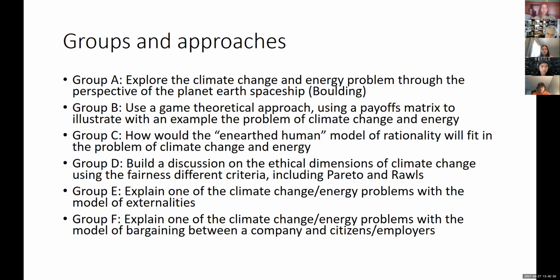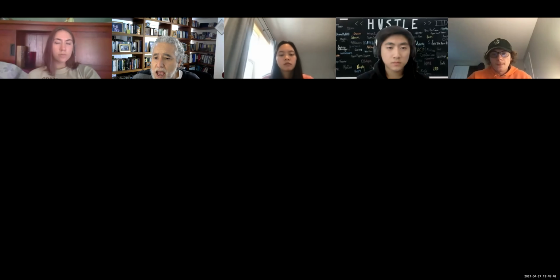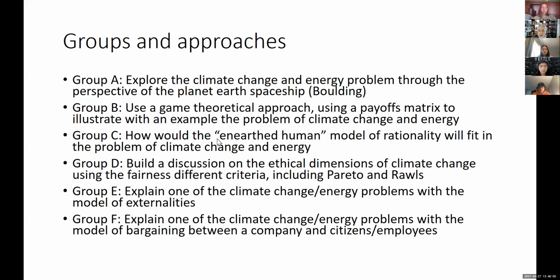And finally, group F is going to explain one of these issues of climate change and energy, but using the other model that we had, which is the model of the company and the citizens and employees, I'm sorry, let me correct that, the citizens and the workers or employees, who have conflicting interests between a good environment, an environment of good quality, but also the possibility of having a job and wages from that work.